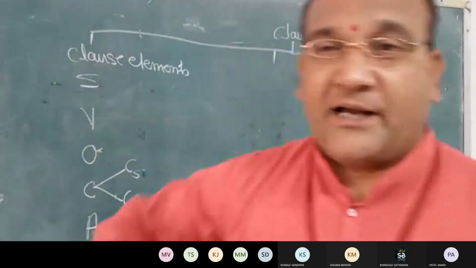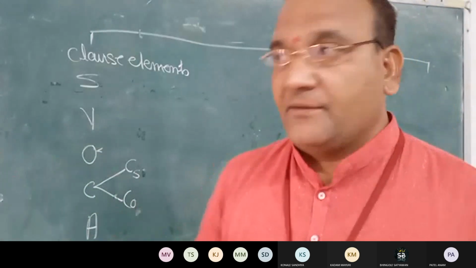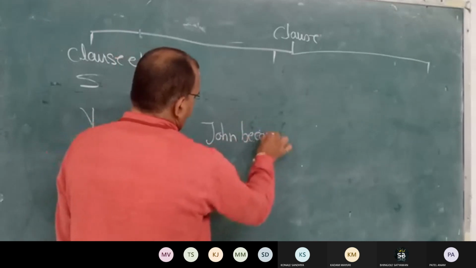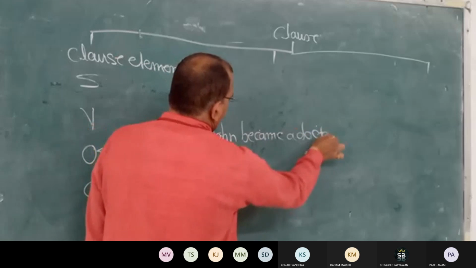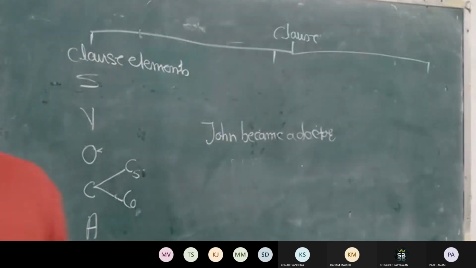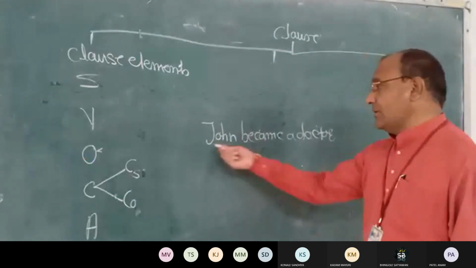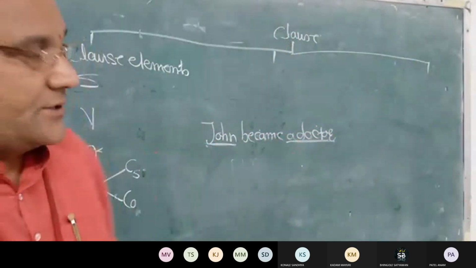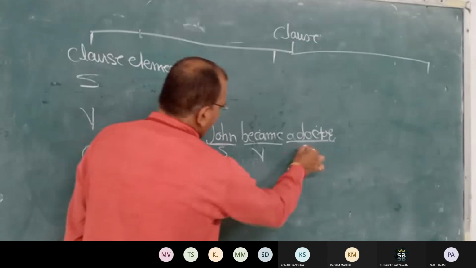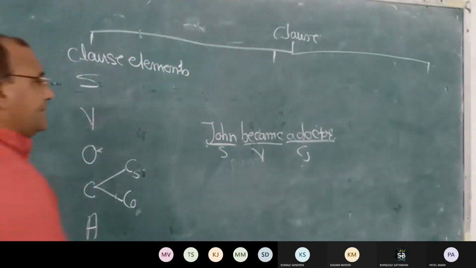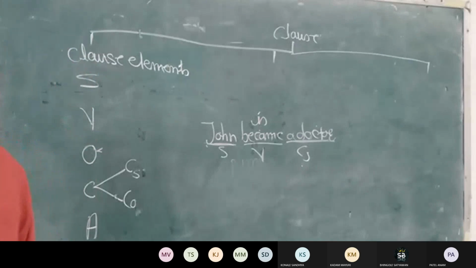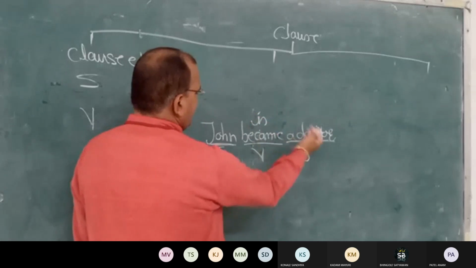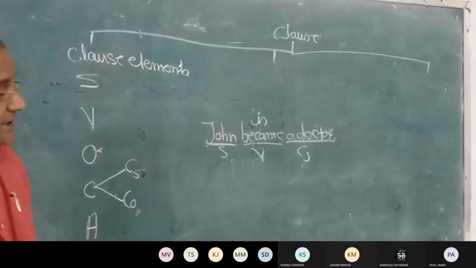Complement to subject is possible when you have a linking verb or intensive verb. For example, John became corrupt. John and corrupt are identical, one and the same person. So it is S, V, C. Or if I go with the verb is, John is a doctor. So is or became functions as the link between the two units, subject and complement.